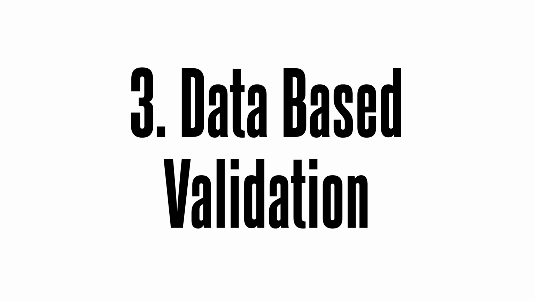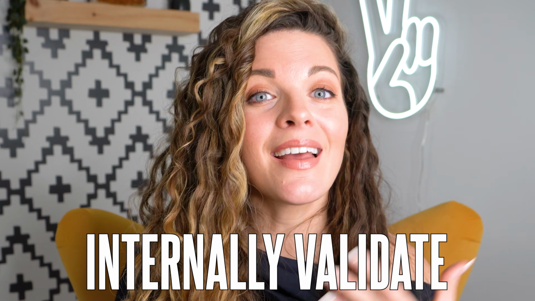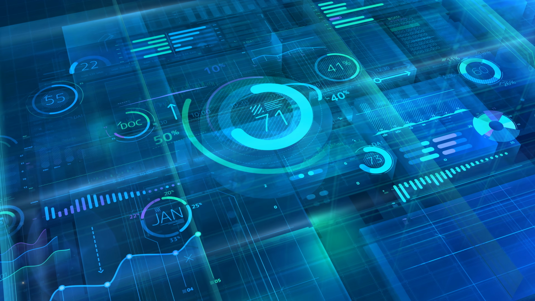Number 3, data-based validation. Now, this is really important. Numbers are helpful and they support, but numbers are not everything. That's why I made this the 3rd step, because if you go straight to this step, it may feel like a bit of a deterrent for you. So just remember that you want to first and foremost internally validate and then externally find proof of concept and demand in the market. And then you can look at the numbers to show you that there's data to back this up.